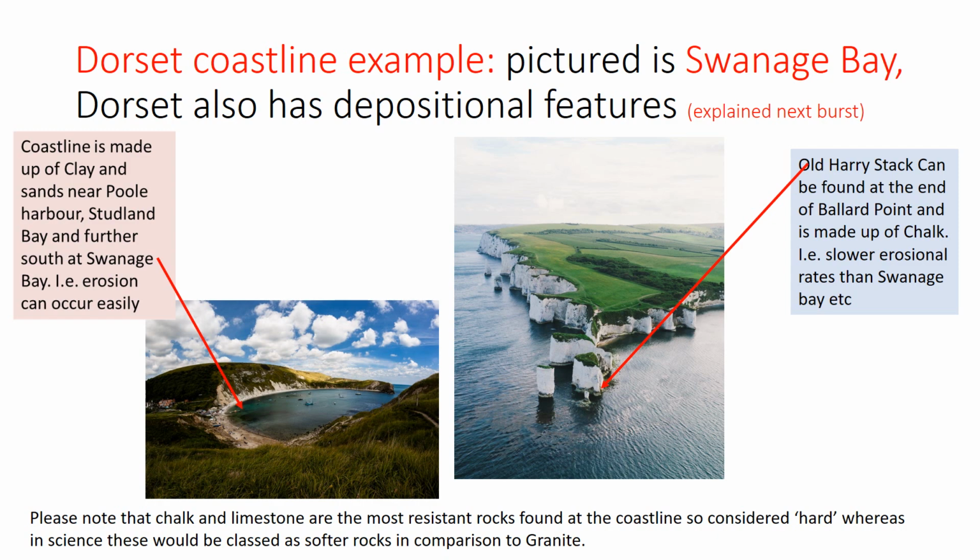This is Old Harry Stack. It can be found at the end of Bollard Point, which is made up of chalk. In this case, chalk and limestone are more resistant rocks and considered to be hard, whereas in science this would be classed as a softer rock in comparison to granite. At the coast we have harder rocks as chalk and limestone and softer rocks as clay and sands.